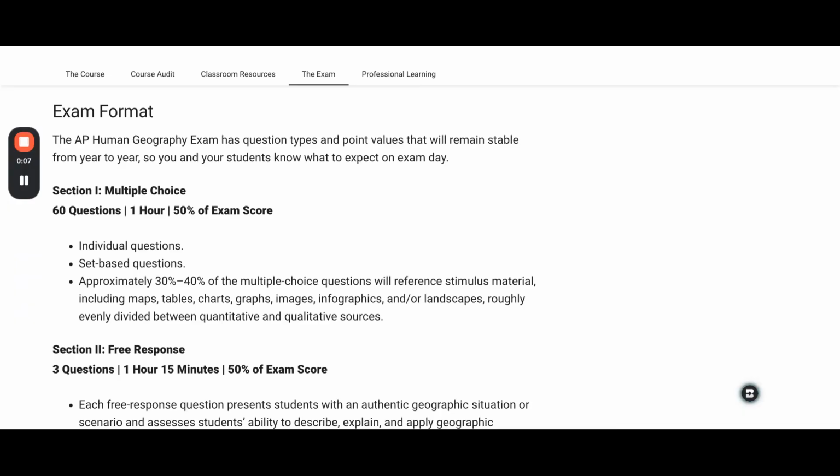What we're going to do here is take a look at exactly what's going to be on your AP Human Geography test. Now, the test date is usually always in early May. It's usually one of the first two tests that are offered by the AP program.